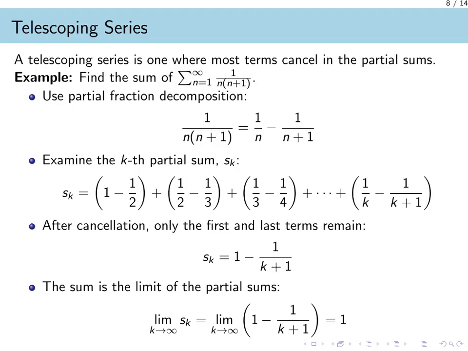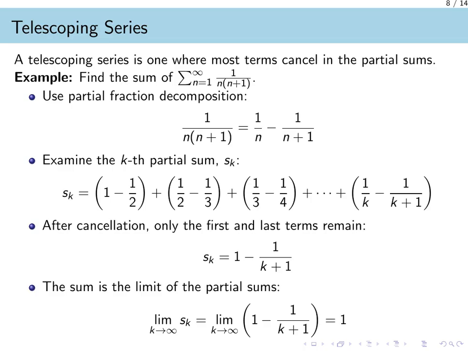Now let us look at a special type of series called a telescoping series, which is important because we can find its exact sum. A telescoping series is one where most of the terms in its partial sums cancel each other out, much like a collapsing telescope. Consider the example: the sum from n equals 1 to infinity of the fraction 1 over the quantity n times n plus 1.